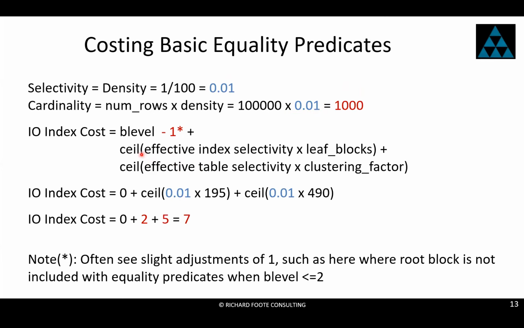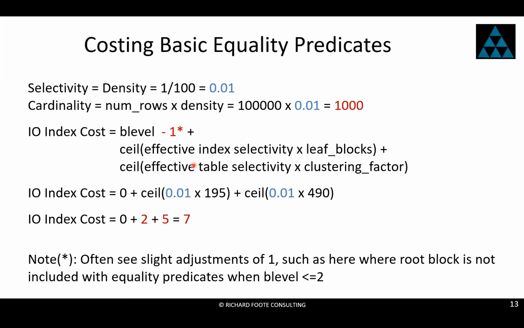So the cost of using an index is we need to read the B level. We're going to go down to our leaf page, so the number of B levels we've got to get to. Then we've got to read X percentage of the index. In this case, it's 1% because I want 1% of the data. So I need to read 1% of my index, so it's 1% of the number of leaf blocks. Then I've got to go and visit the table.